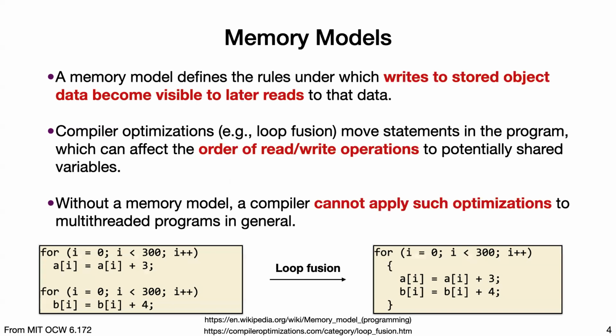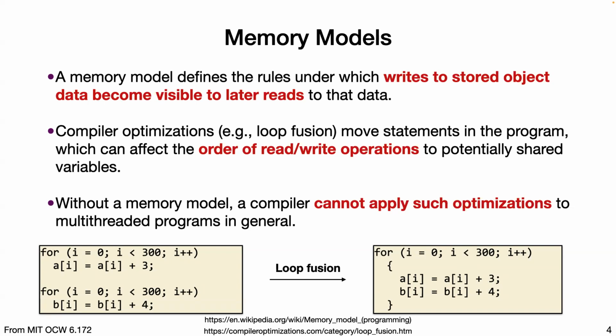Like I said, a memory model defines the rules under which writes to stored objects become visible to later reads of that data. The reason that we need that is it allows us to do compiler optimizations, like for example, loop fusion, where the compiler can move statements in the program, and that can affect the order of operations on potentially shared variables. This is an example of loop fusion for two loops over the same space, 0 to 300. You have two arrays, A and B, and the first loop does A of I is A of I plus 3, and the second does B of I plus 4. Loop fusion is just combining those two into one loop.